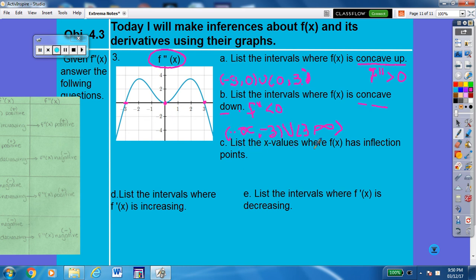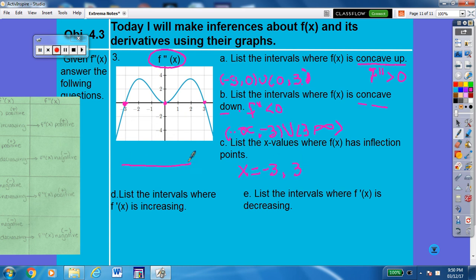So list the x values where f of x has inflection points. Well, that's going to be any time the second derivative changes sign. So I can tell you right away, -3, before that it was negative, after positive. Now it does touch 0 here, but it continues to be positive all the way to 3 where it becomes negative. So really there's only two places where that happens. It happens at x equals -3 and at x equals 3.